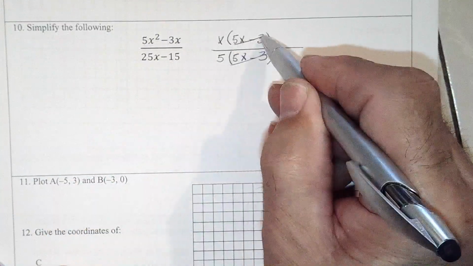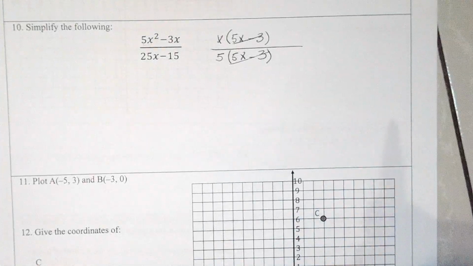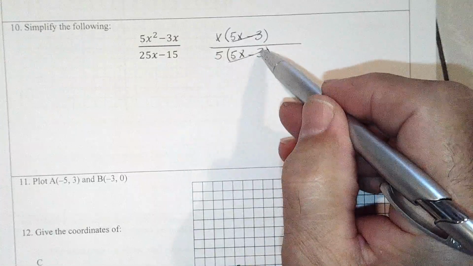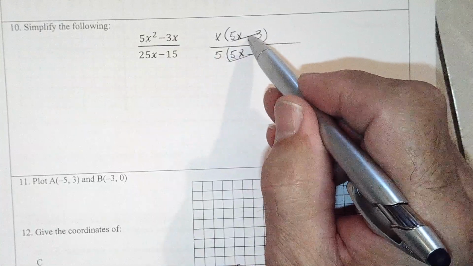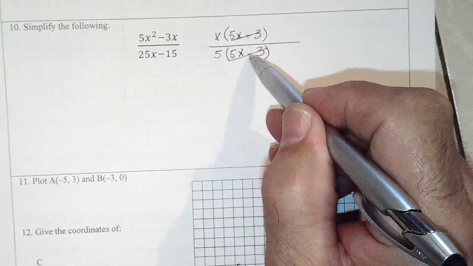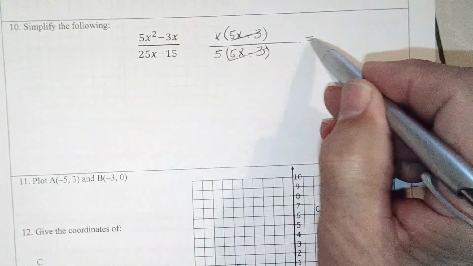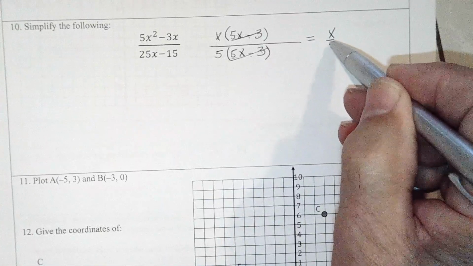These look exactly the same. They're not added, but subtracted. They're subtracted, they're connected, but the whole group looks the same, so we can cancel, and we're left with x over 5.